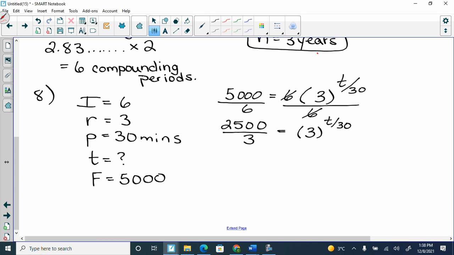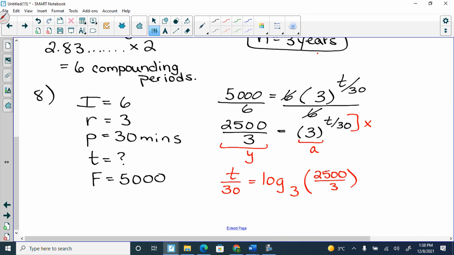Okay, so we have y equals a to the x, and so we're going to get x, which is t over 30, equals log base a of y, 2,500 over 3 or 5,000 over 6, doesn't matter. And now I have a division of 30, so what am I going to have to do? Multiply, by 30.